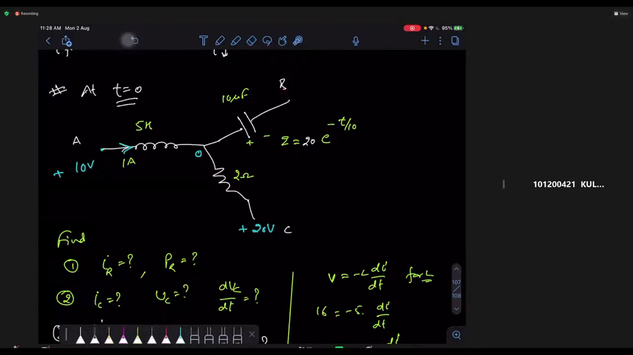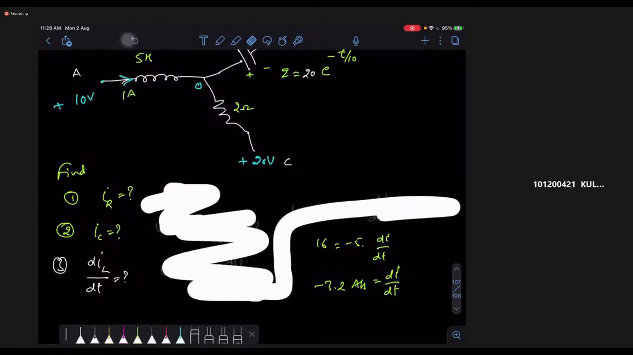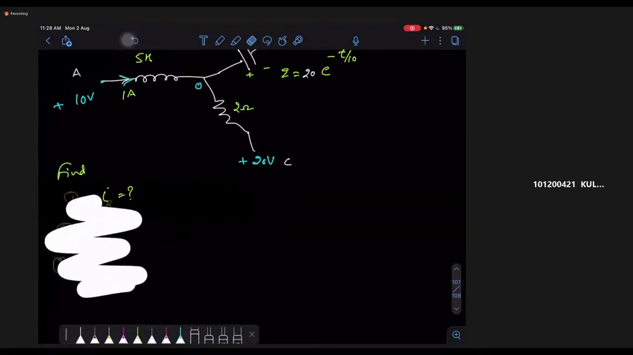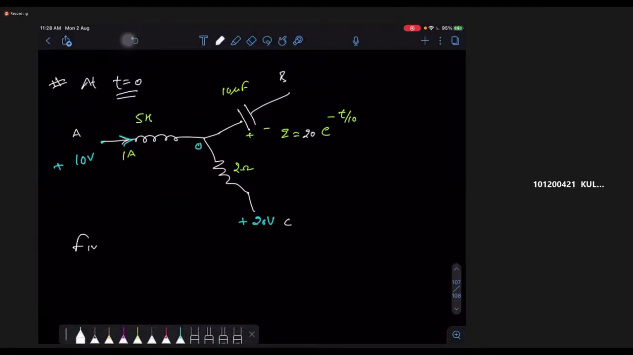Capacitor is given as 10 microfarad, resistance is given as 2 ohm, and the inductor is given here as 5. They have given the current through the inductor as 1 ampere. Charge on the capacitor is given as 20 e raised to the power minus t by 10. Okay, this is the expression given. These are the parameters given. You can leave the extra points, just forget about them and focus on the simple point first. Later on you can find the extra points also.